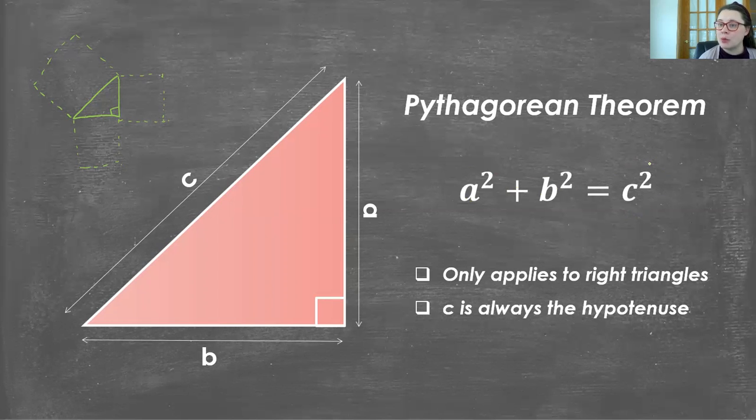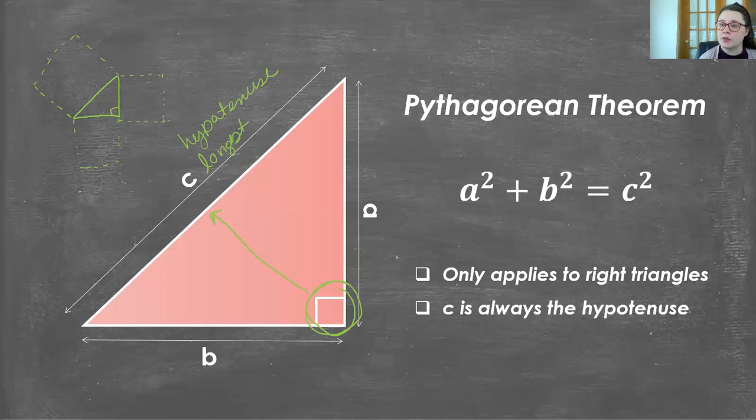Now, we got to think about a couple key things. First of all, this only applies to right triangles. So you must have a right angle. If it's not a right triangle, this relationship will not be true. So we're required to have a right angle. C is always and will always be the hypotenuse. So the hypotenuse is the side that's opposite the right angle. Okay, it's always the longest side. It will always be the longest side and opposite the right angle.